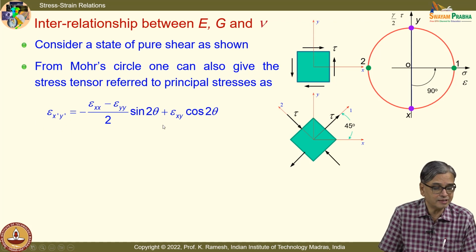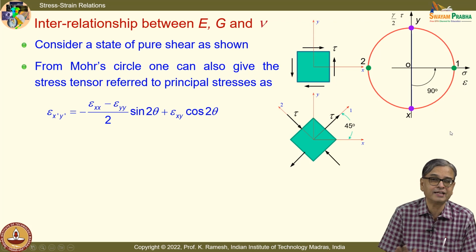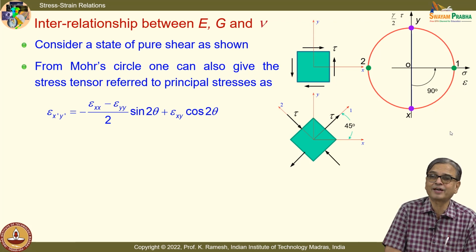And tensorial transformation, you have to write epsilon x prime y prime. In an engineering sense, I can write this as gamma x prime y prime divided by 2. So, you should understand that. From the Mohr circle, can you tell me what is the value of gamma? You look at the same circle as a Mohr circle of strain. Can you tell me what is the value of gamma?